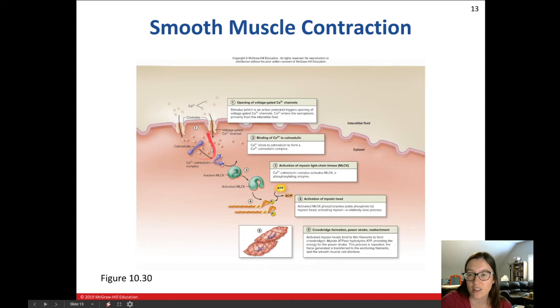Then when calcium enters the cell, it's going to bind to calmodulin. And calmodulin, remember, is that special protein that binds to calcium. And in smooth muscle, we have it inside the sarcoplasmic reticulum. Calmodulin is then going to form a calcium-calmodulin complex, and it kind of changes shape. And that calcium-calmodulin complex is then going to activate myosin light chain kinase. This activated myosin light chain kinase is then going to go to myosin.